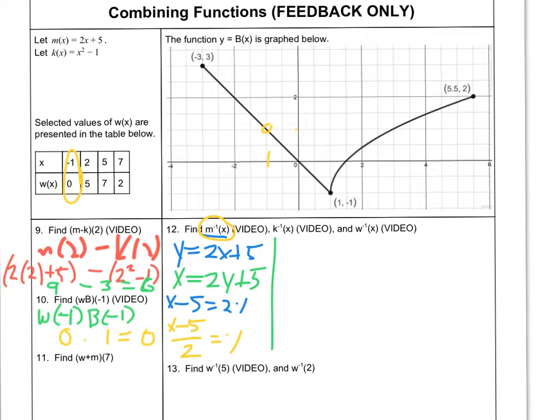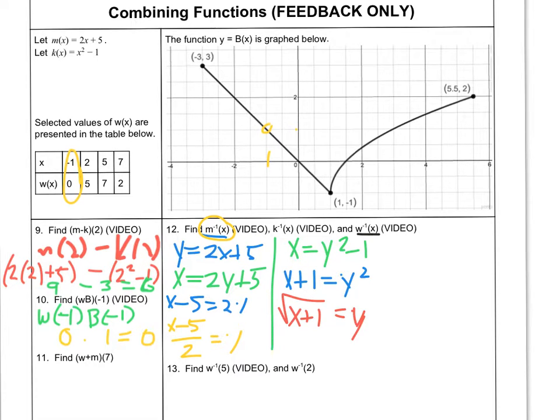For k inverse, I'm going to start off with my second step just so I can save a little room. That's going to be x is equal to y squared minus 1. I'm going to add 1 to both sides, so we get x plus 1 is equal to y squared. And to get rid of a squared, I'm going to take the square root of both sides. So the square root of x plus 1 is equal to y. There's a little bit more to this than just that, but we'll go from there.